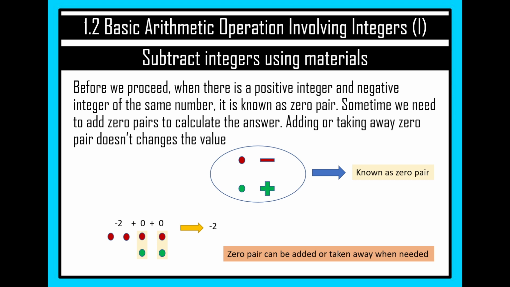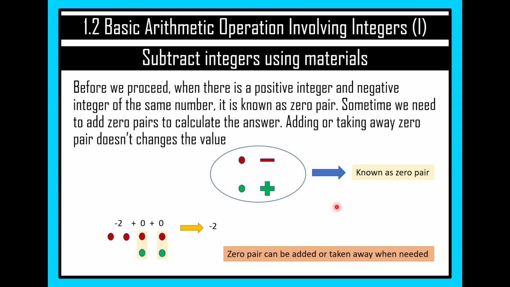Okay, for example, if you look at the bottom here, I have two red circles which represents -2. Now if I add a zero pair, which is the value of 0, it doesn't change the -2. Now if I add another one, it still doesn't change the value of -2. It is still -2 because these two cancel out each other.